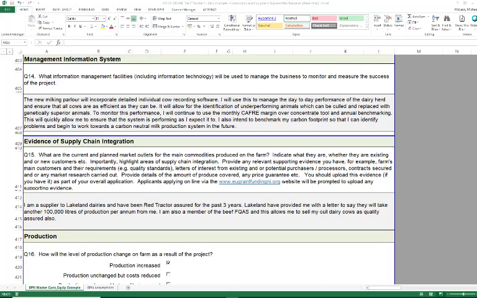Question 15, the evidence of supply chain integration. It's important that applicants demonstrate there is a market for their produce. Explain the current and planned markets for the main commodities produced on farm, including, for example, details of the main customers, current and planned, estimate the amount of produce produced and what price guarantees may exist, etc.